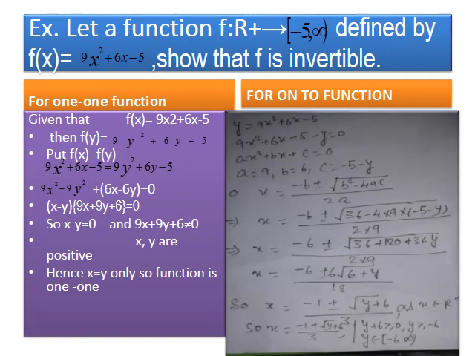Let a function f defined from positive real numbers to minus 5 to infinity, given as f(x) equals 9x square plus 6x minus 5. Then we have to show that f is an invertible function. Okay, so for one-one, the function f(x) equals 9x square plus 6x minus 5 is given. Good. So we have to find f(y). We get f(y) equals 9y square plus 6y minus 5.